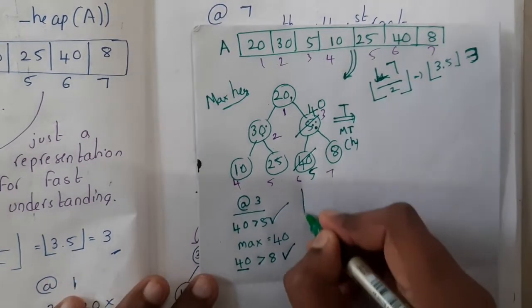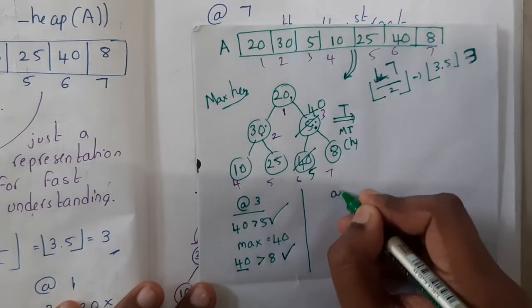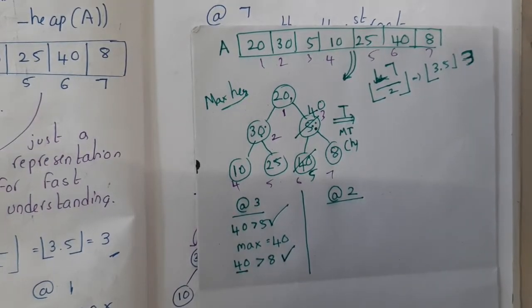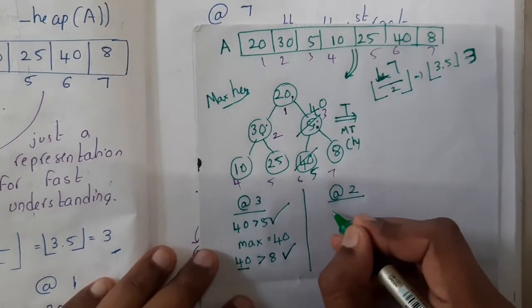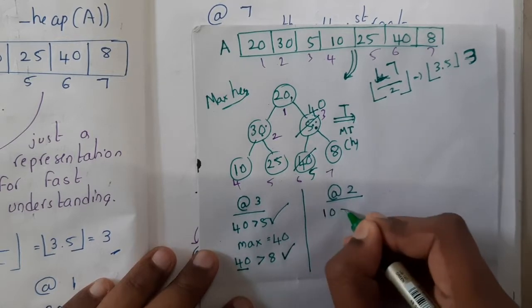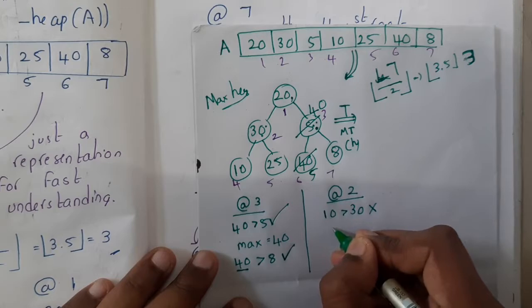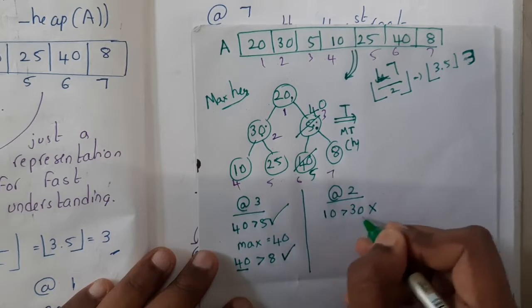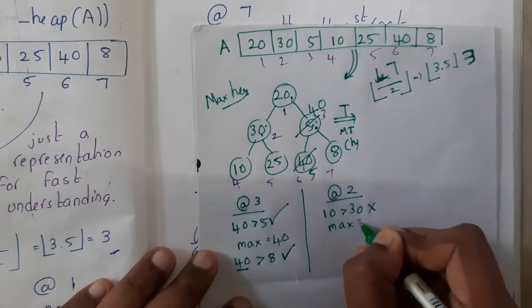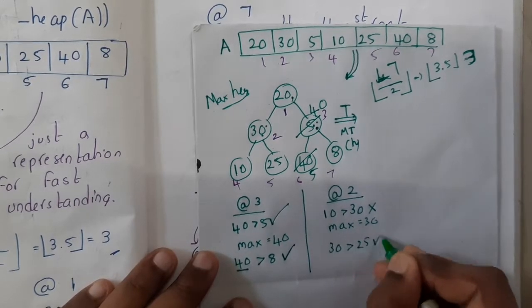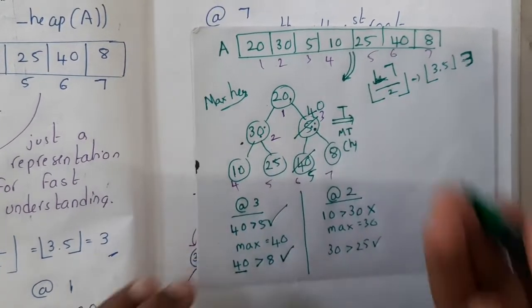The next step is at spot 2. You do the same process. Is 10 greater than 30? No, so the maximum is 30 only. Then you compare: is 30 greater than 25? Yes, so 30 stays here. There is no change there.